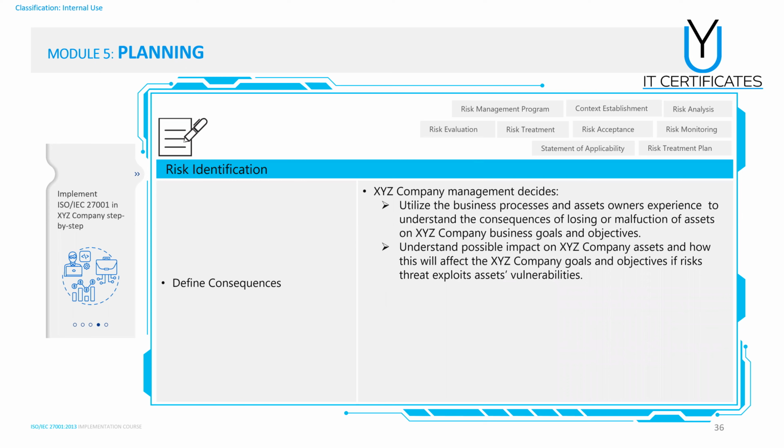Consequences. What is the impact of this asset on company objectives and goals? Again, who can help us? The business processes and the asset owner. They have the experience to tell you exactly the role of each asset in the business processes and how it can affect the company in achieving its goals and objectives.